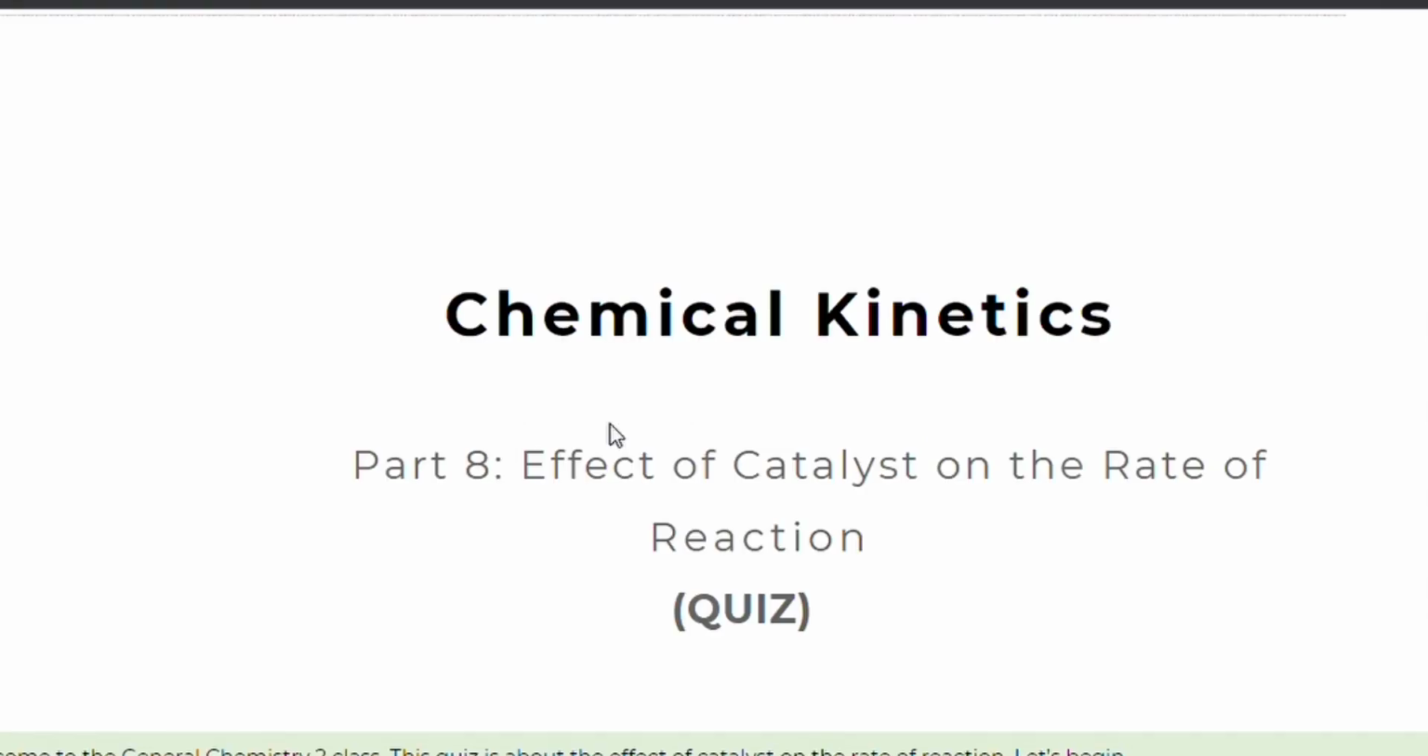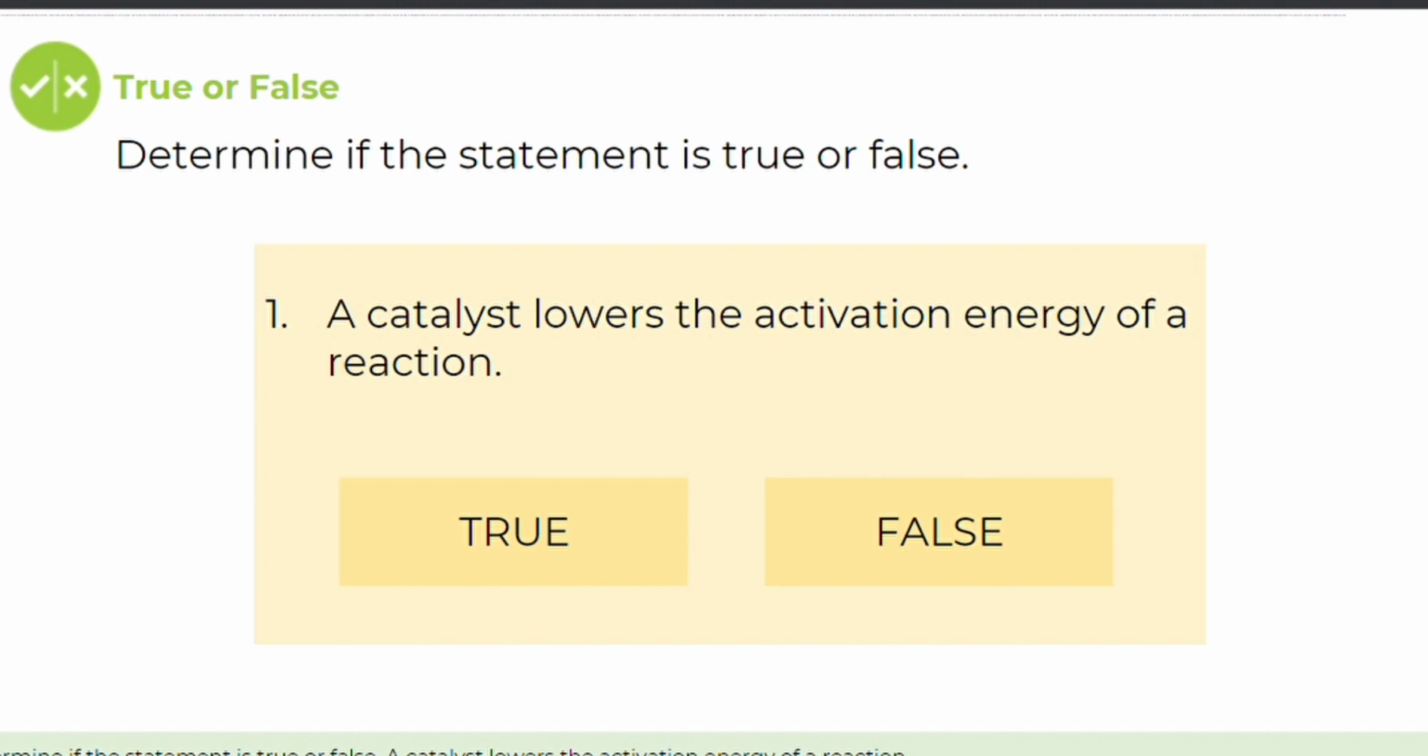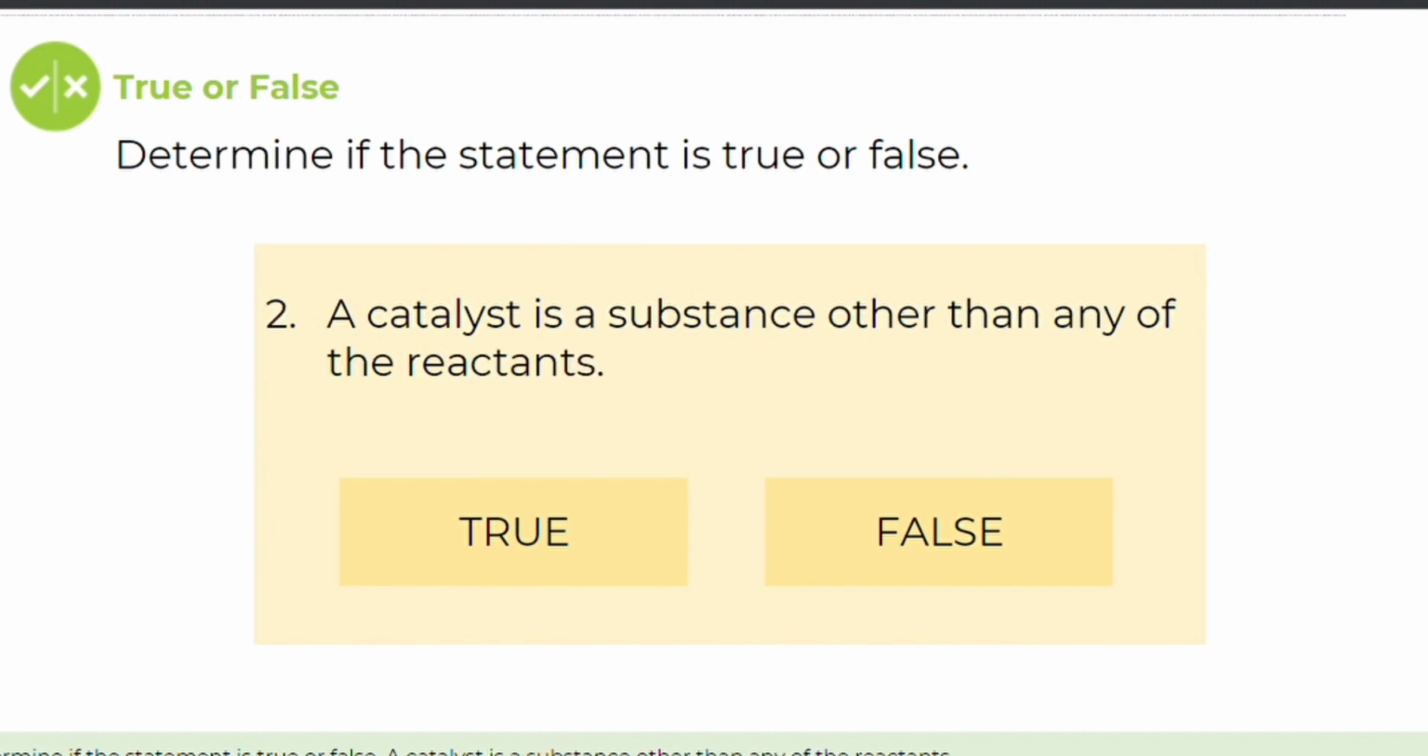Welcome to the General Chemistry 2 class. This quiz is about the effect of catalyst on the rate of reaction. Let's begin. Number 1. Determine if the statement is true or false. A catalyst lowers the activation energy of a reaction. Number 2. Determine if the statement is true or false. A catalyst is a substance other than any of the reactants.